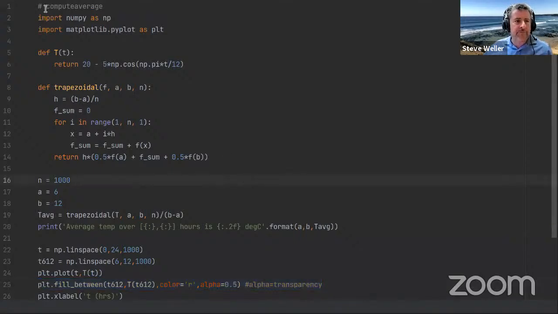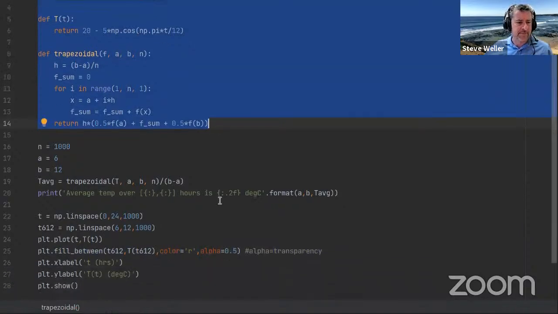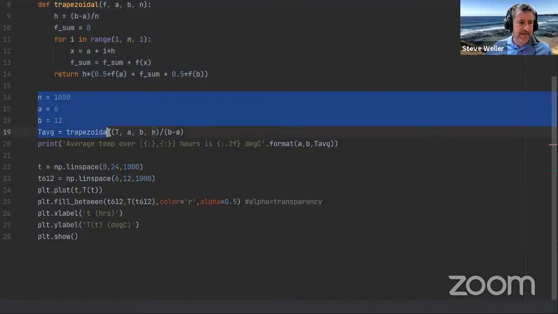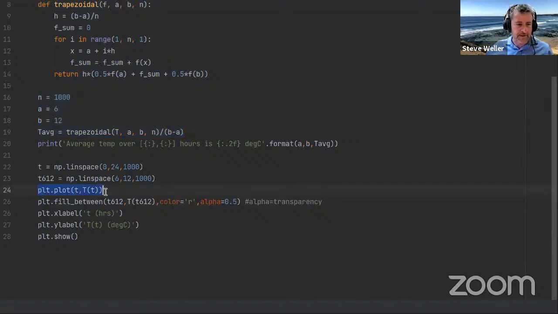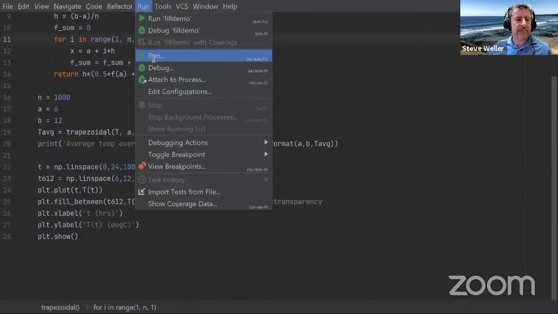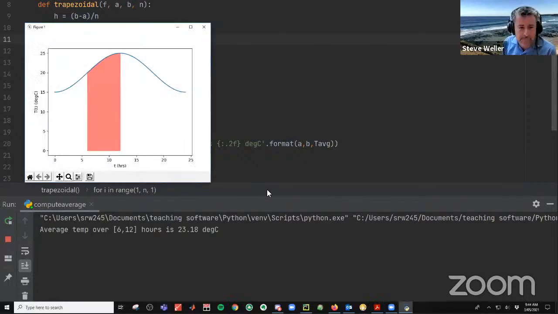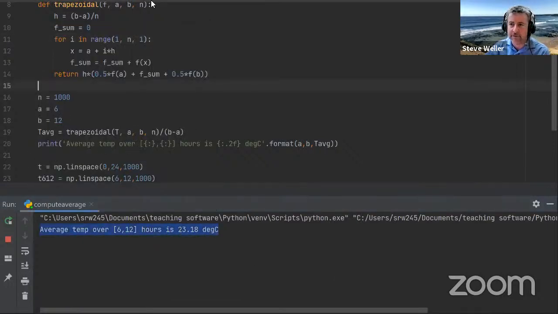So here's compute average, first half of the code, function to be integrated, trapezoidal method, second half of the code, use 1,000 panels to approximate the integral using the trapezoidal method, and then use this to not only plot the function itself, but plot the area underneath it using these color and transparency controls. So let's run that now. I'm gonna run compute average. And there we go. We get on the console that the average temperature is 23.8 degrees.